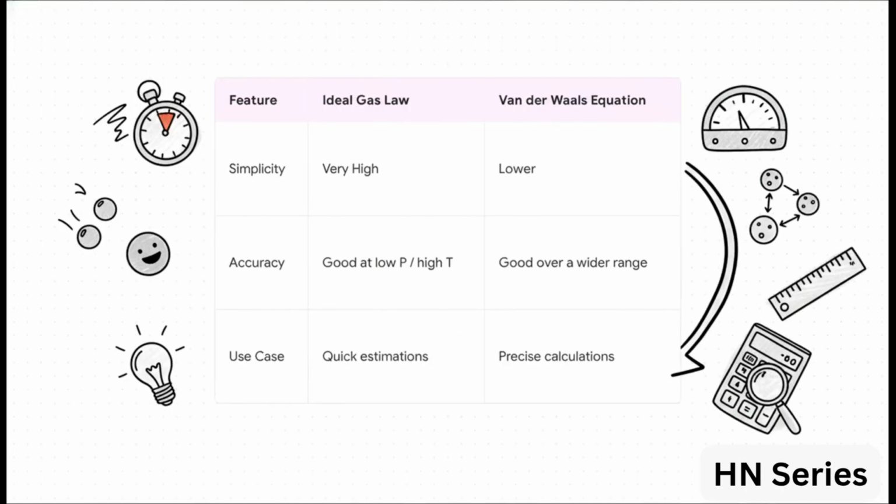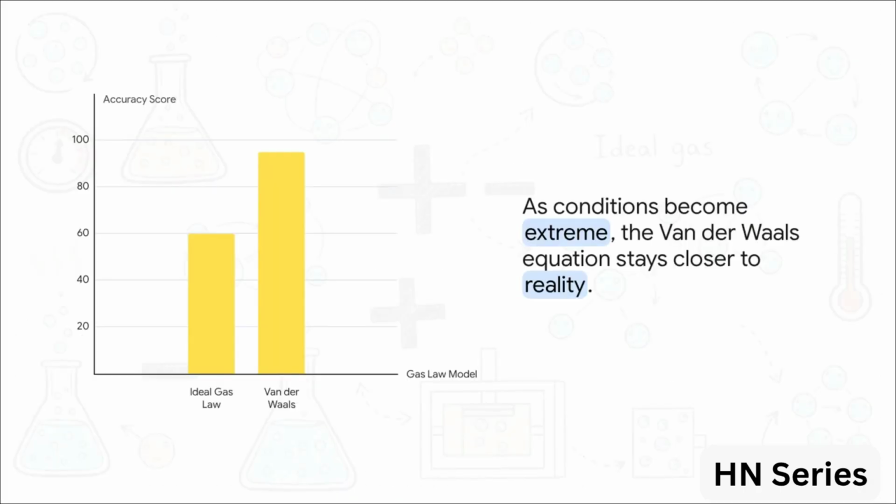This table really just perfectly captures that classic trade-off you always see in science. You want simplicity? The ideal gas law wins, hands down. It's easy. But you want accuracy? Well, the van der Waals equation is way, way better across a much wider range of real-world conditions. And that pretty much defines when you use them. The ideal law is for quick, back-of-the-napkin estimates, while van der Waals is what you pull out when you need precise, accurate calculation. And you can really see that trade-off right here on this chart.